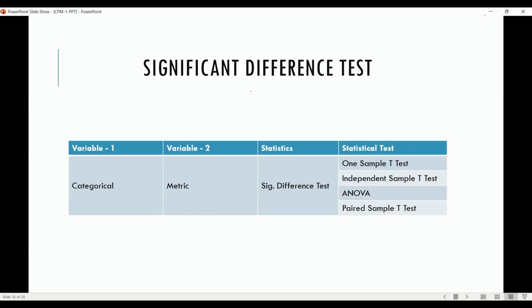There is a significant difference, right? Difference between the actual value and the standard value. So once there is a standard value, and when you're going to compare it against the actual value, at that point of time, you will be using the one sample t-test.